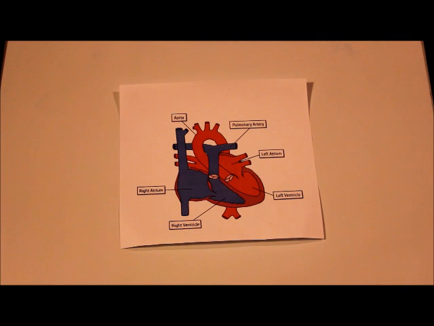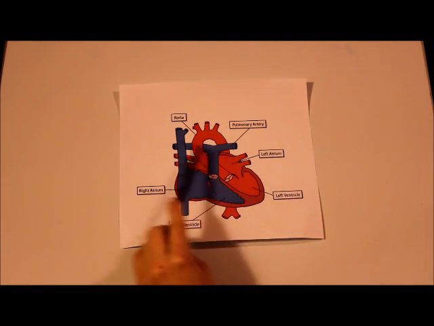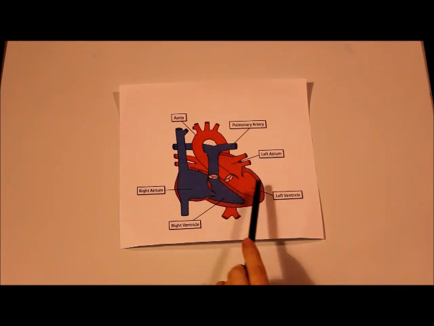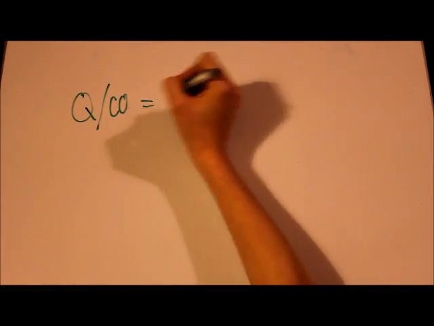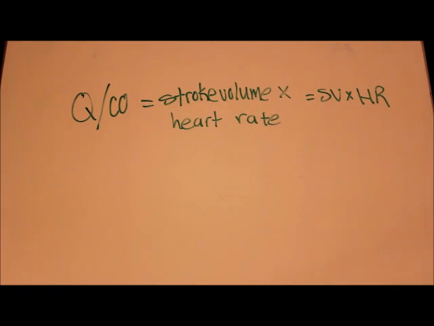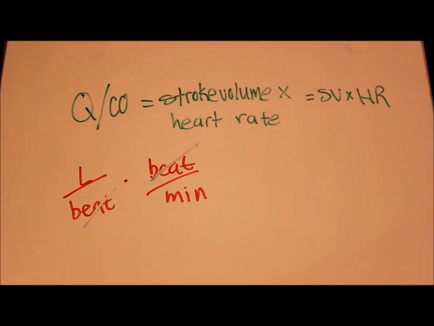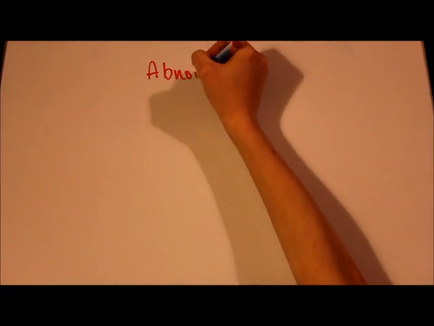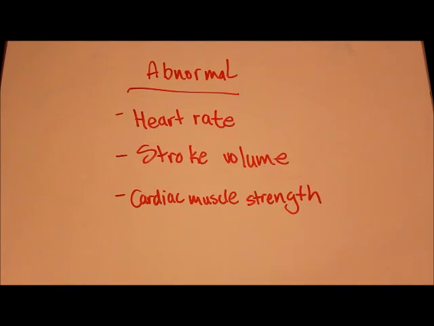Here's a diagram of blood flow in the heart, from the right atrium to the right ventricle to the lungs, then back to the heart, into the left atrium, left ventricle, and finally the aorta, to be transported to the rest of the body. The simple equation for cardiac output is Q, or cardiac output, is equal to stroke volume times heart rate, which is essentially the volume of blood expelled per heartbeat times heartbeats per minute, ending up as volume per minute. Monitoring cardiac output is extremely important as it can indicate abnormal heart rate, stroke volume, or cardiac muscle strength.